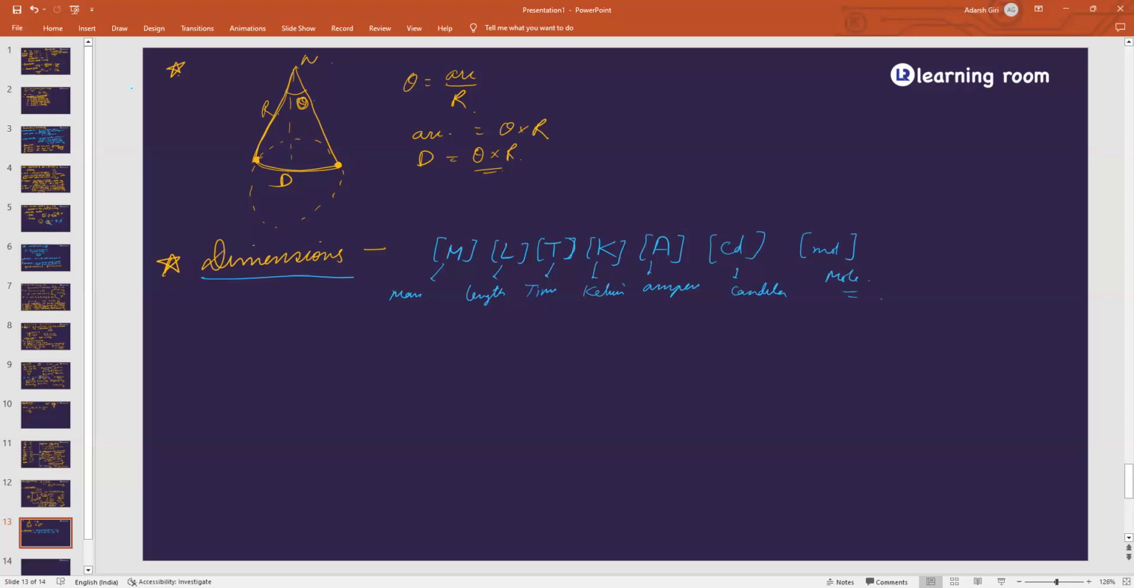Basically, what are these? For example, what is density? Density is mass upon volume. Very good. What is the unit? For mass, we write the unit kg. For volume, we write the unit meter cube. The dimensions of density will be, for kg, we have kg, it is power 1. So it will be M power 1. Meter cube, length cube, to the power -3. So this will be the dimensions of density.